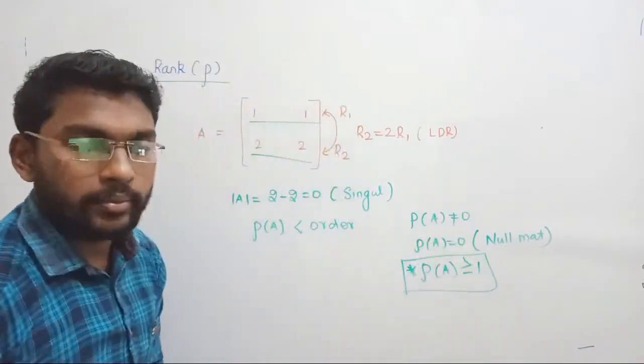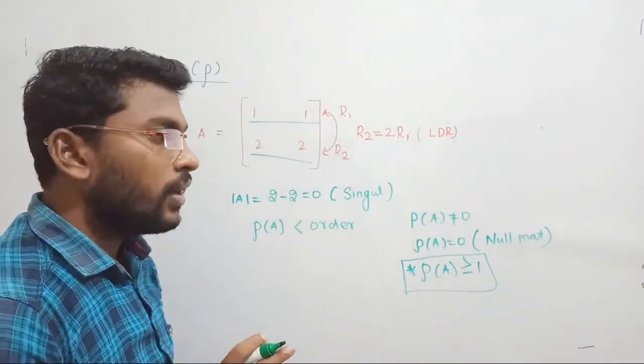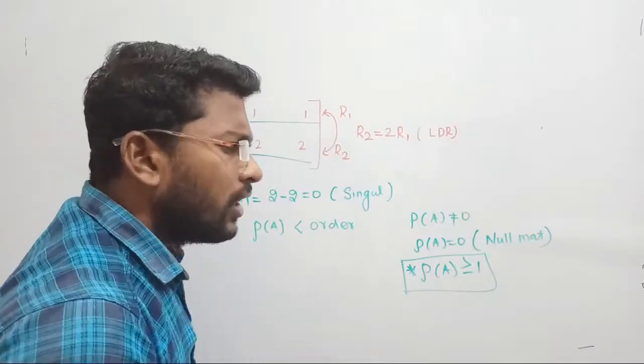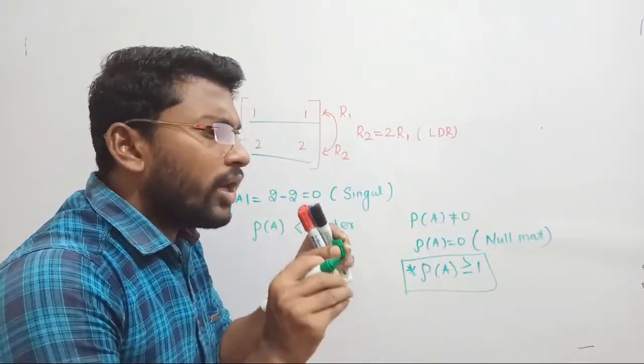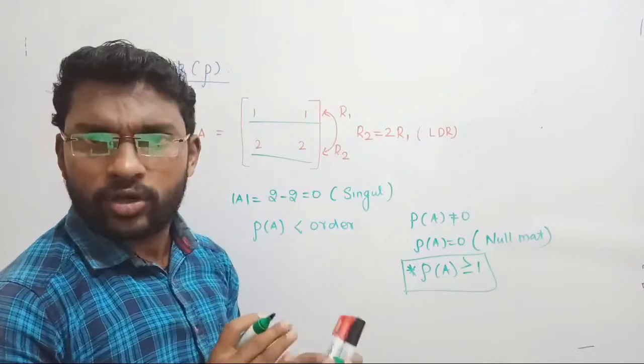Except null matrix. Note these statements very clearly because you will be tested on theoretical questions in your matrix. Okay, fine. So the rank of the matrix is going to be 0 only for a null matrix. For the rest of all matrices, they will not be all zeros, that is the meaning.